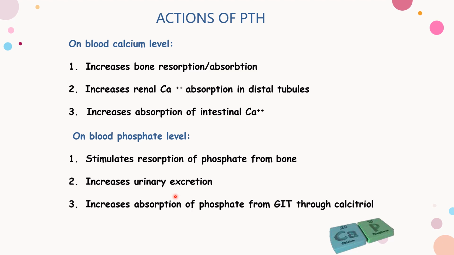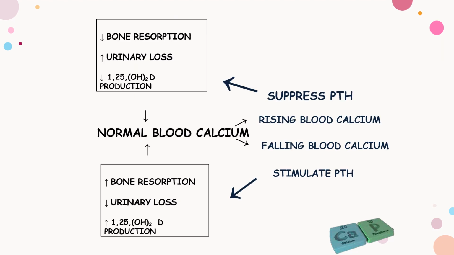And on blood phosphate level, it stimulates resorption of phosphate from bone and increases urinary excretion, and it increases absorption of phosphate from GIT through calcitriol. So phosphate is resorbed from bone and increases urinary excretion. So here in kidney it is excreted, and from the GIT it is absorbed through calcitriol.